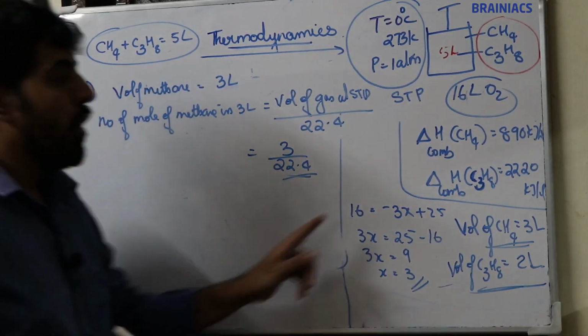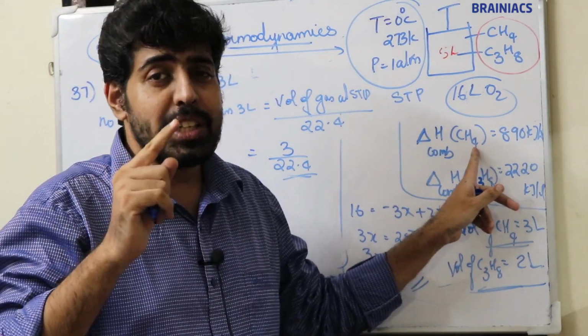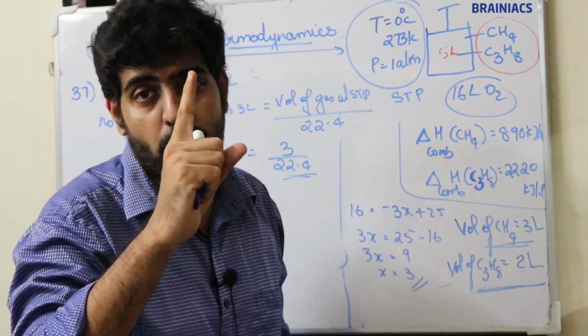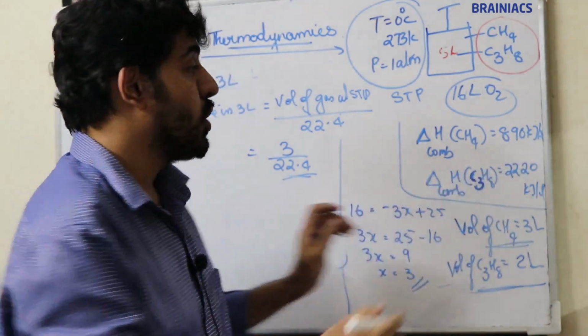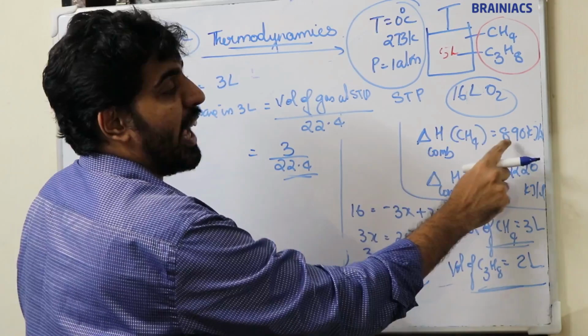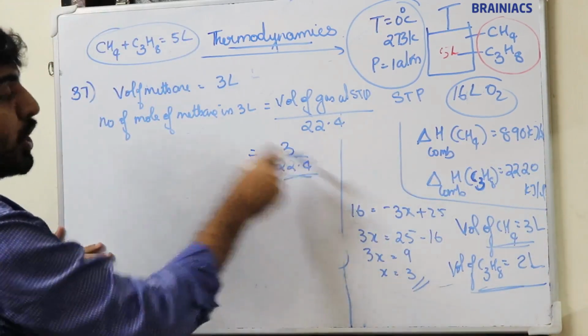Now, what is the enthalpy of combustion of methane? It is the enthalpy change occurring when 1 mole of a compound is burned. That is the enthalpy of combustion. So when 1 mole of methane is burned, the energy released is 890 kilojoules. Here we have 3 by 22.4 moles.